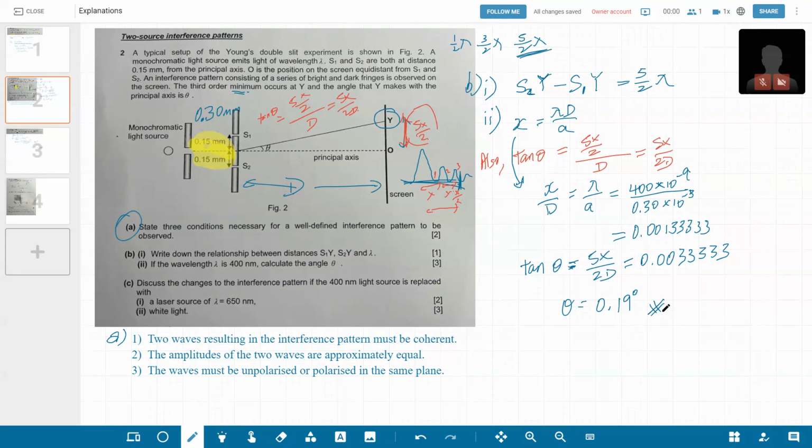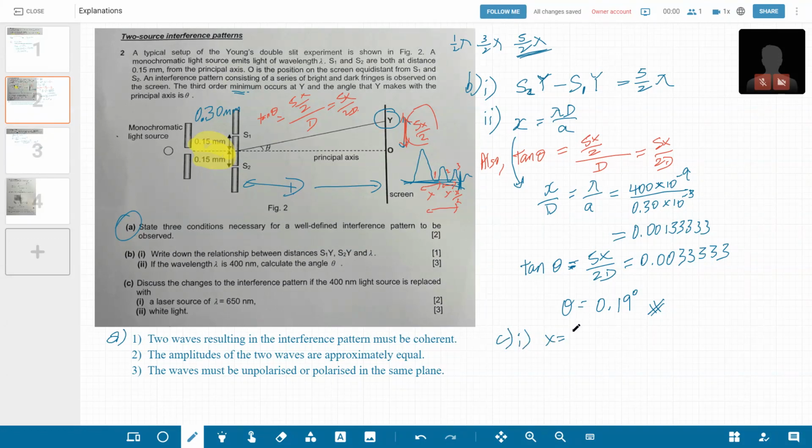Okay, because Young double slit, you can see that all the fringes are generally quite close to each other. Okay, so small should be correct. Okay, next one, part C. Discuss the changes to the interference pattern if the 400 nanometer light source is replaced with a laser of lambda 650 nano. Okay, so C part 1.